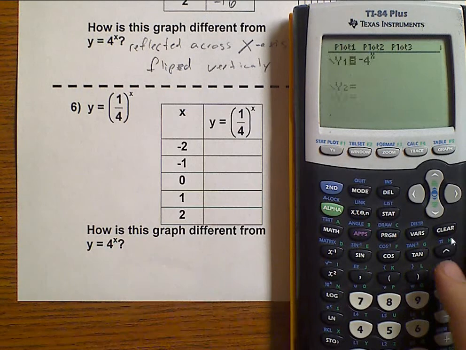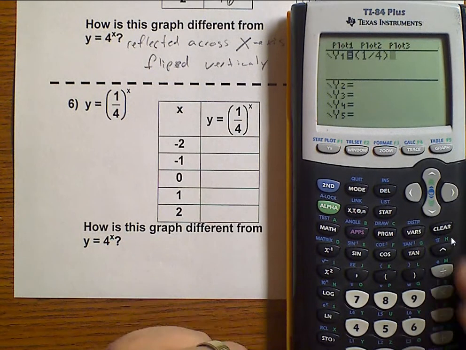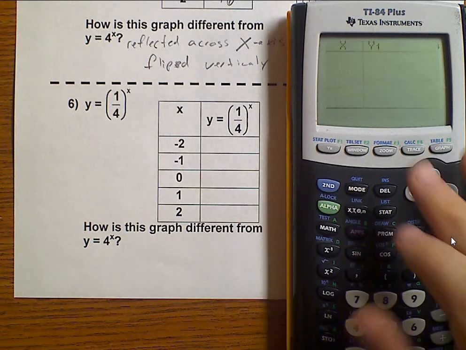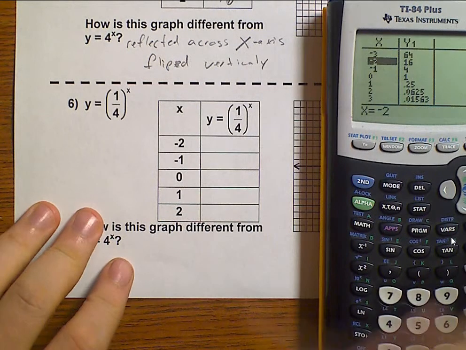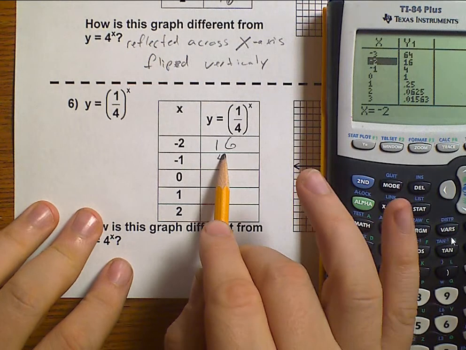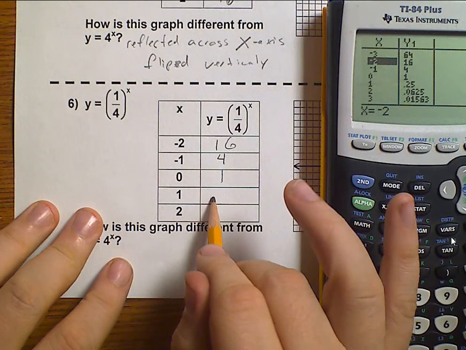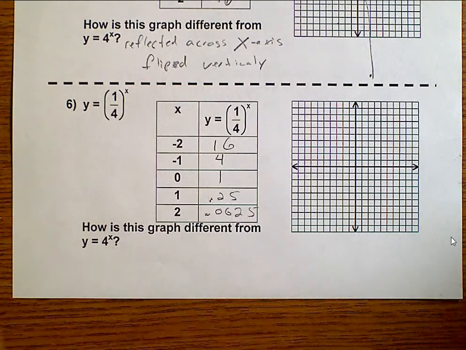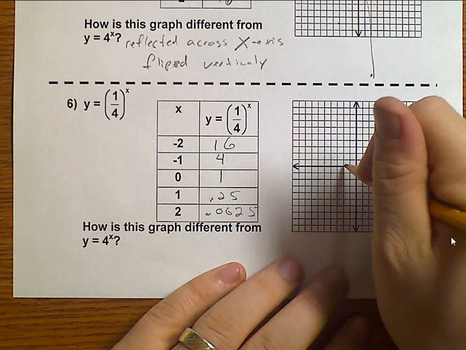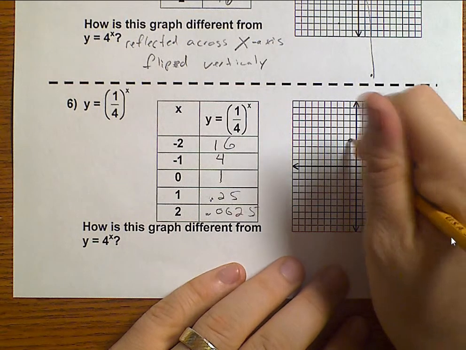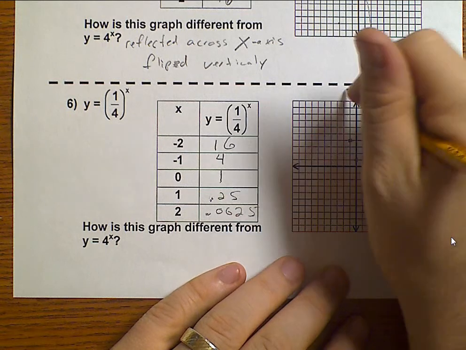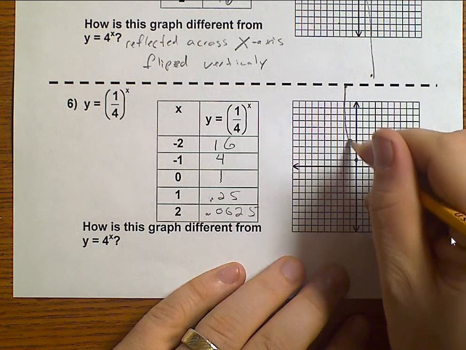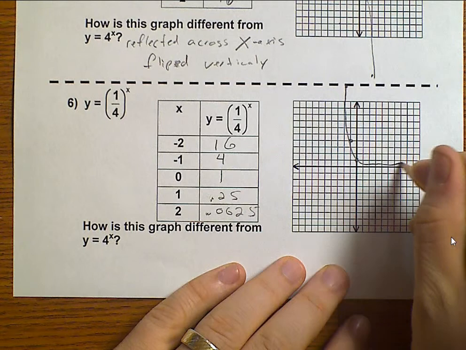Well, now we want to do 1/4 raised to the x power. We did one similar to this on the last assignment. This time, negative 2 is 16, and then it is 4, and then 1, and then 0.25, and then 0.0625. And when we graph this, negative 1, 4, 0, 1. Negative 2, we are ridiculously high. So we swoop down and then hug 0.